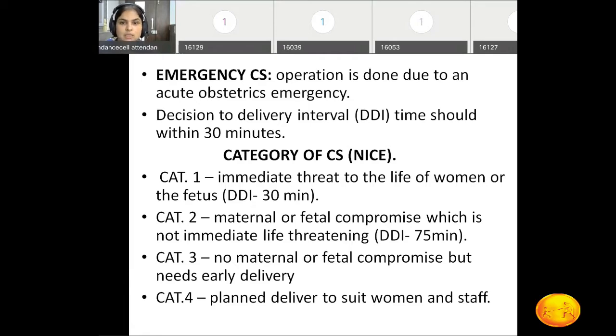So again, your next MCQ: the decision to delivery timing interval for emergency section is within 30 minutes. That is not the option in elective section. Elective section, you can take your own sweet time.